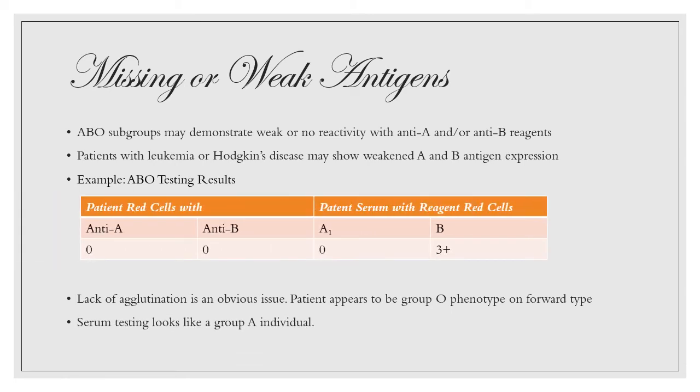So here we go with our forward typing and our reverse typing. In the first part of it, these are patient red blood cells: negative, negative. And then on the reverse, we have a 3+ here, and then we have a negative here. So if this is 3+, we would definitely expect it to match up with the forward group. I think the 3+ is real. So there's no agglutination going on. So serum testing looks like a group A. The forward looks like a group O.